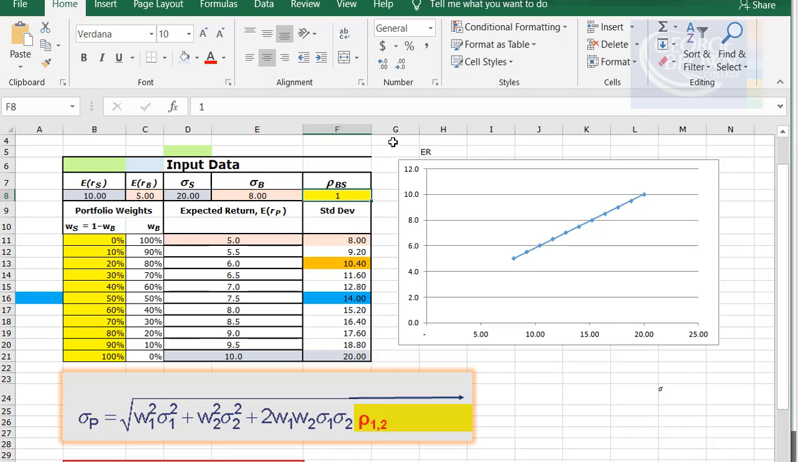If I decrease the correlation to, say, 0.5, what's going to happen? The curve starts to, it's not a straight line anymore, it starts to curve. Now you can see nothing has changed to the expected returns, but my standard deviation of the portfolio has gone down. At the correlation of 1, it was 14%. When I reduce the correlation to 0.5, it's 12.49%. So again, if I make this a 0 correlation, you can see it reduces further.